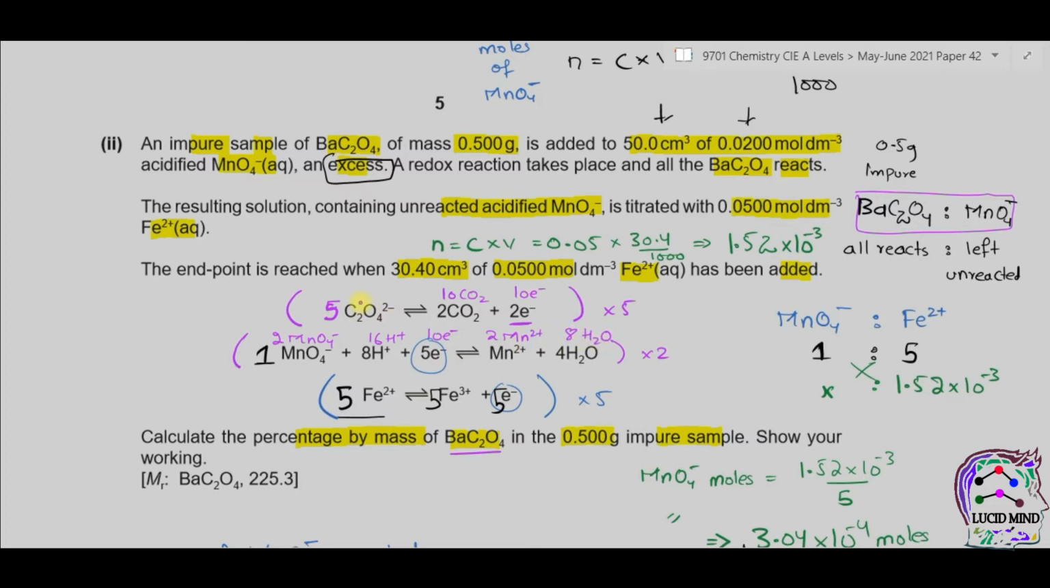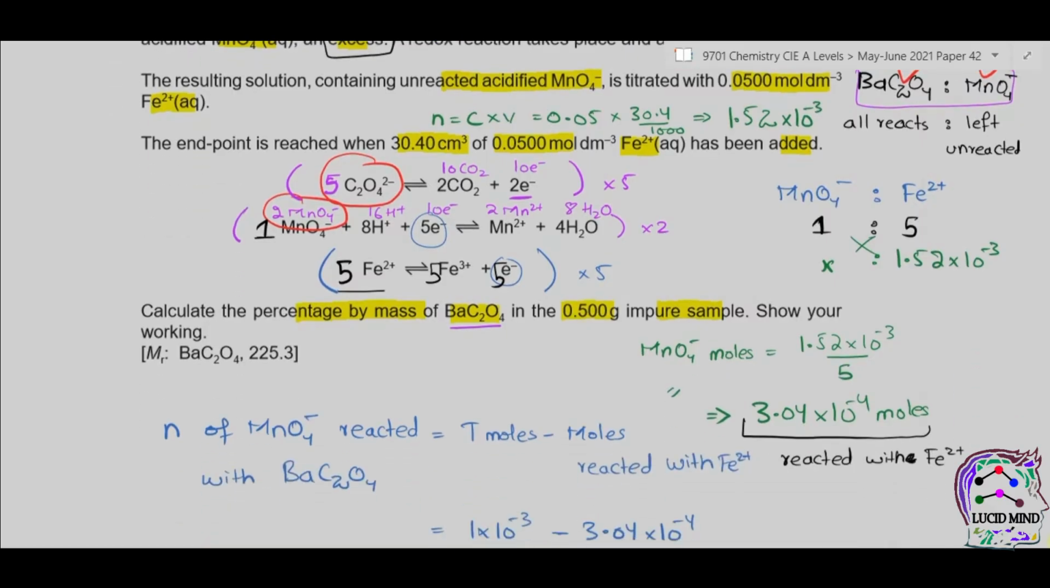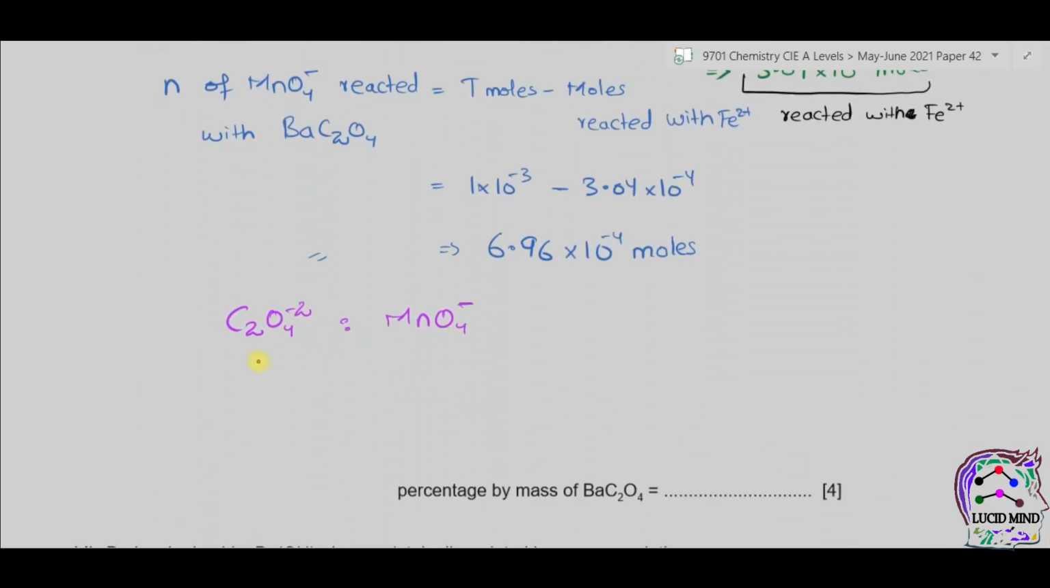Now we just have to find the ratio between these two. One is C2O4 negative 2, this one. Second is MnO4 negative, this one. So the ratio is 5:2.